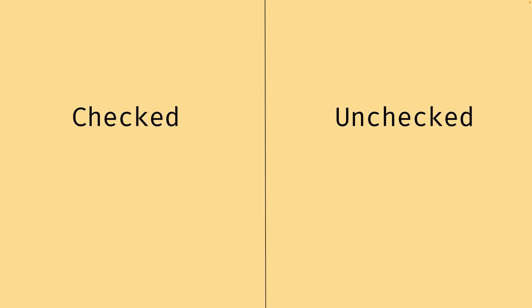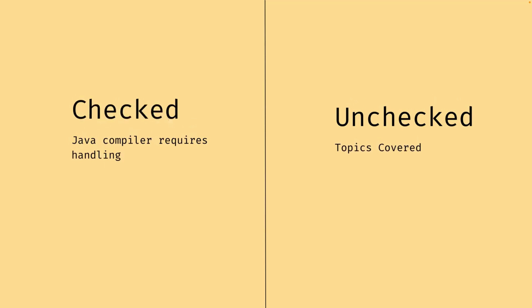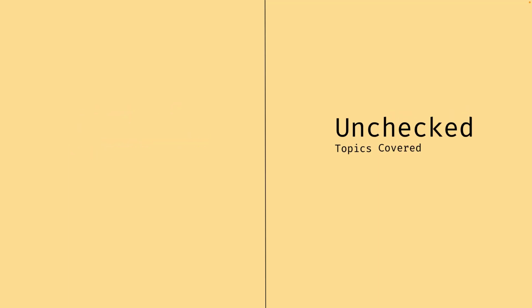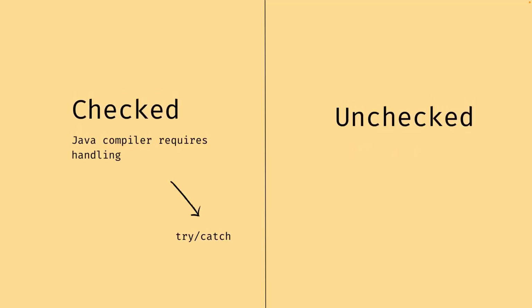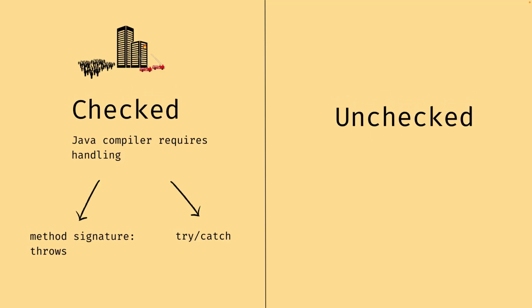We have two kinds of exceptions, checked and unchecked. Checked exceptions are exceptions that the Java compiler requires you to deal with. You have two options for this. Handle the exception with try-catch, or declare the exception in the method signature using the throws keyword. Checked exceptions are like the problem that requires an evacuation protocol. It's out of your control, and you need to have a backup plan in place because it simply can happen.